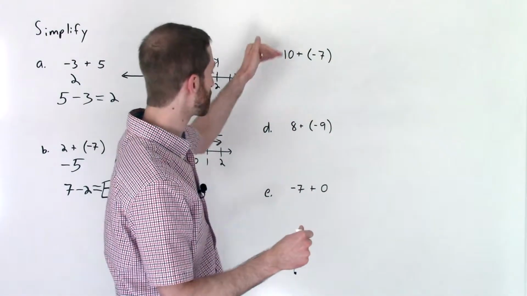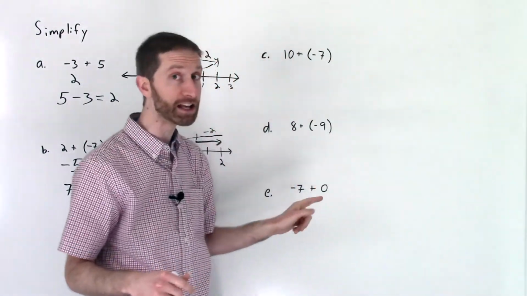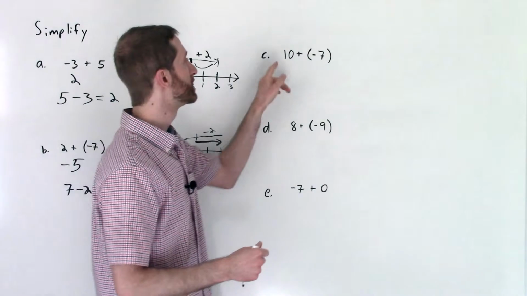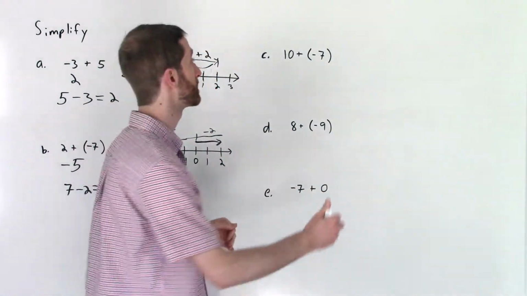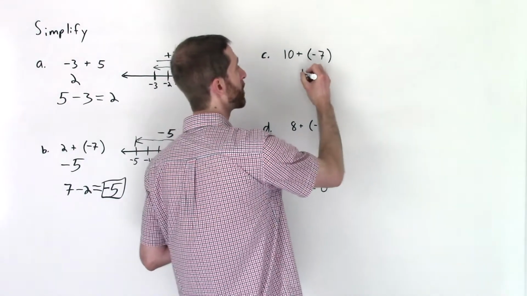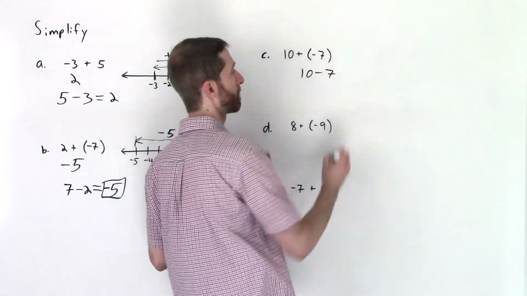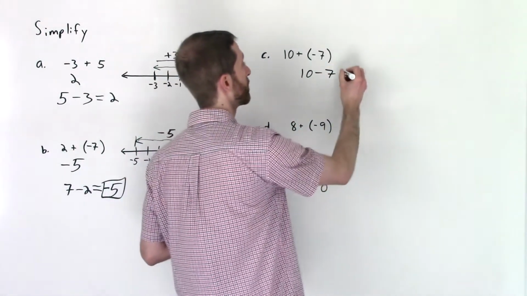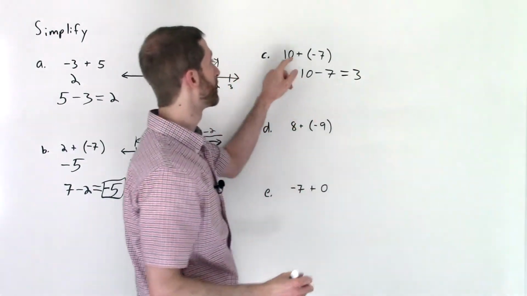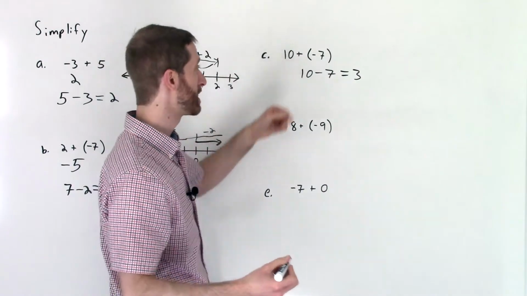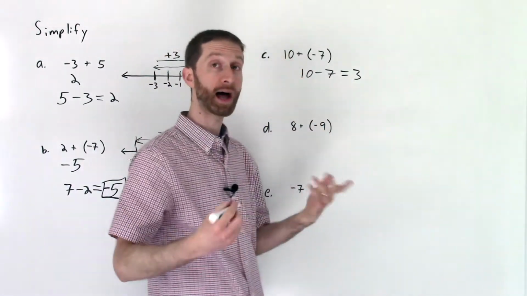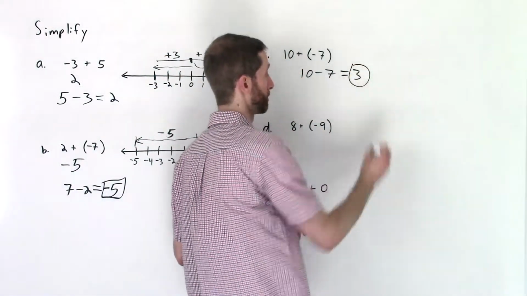All right, now we're going to use the rule in C, D, and E, and we'll call it a video. 10 plus -7, we are adding two integers with opposite signs. So in my head, I'm going to do 10 minus 7, and that is equal to 3. Well, the larger of the two numbers in terms of their distance from 0 is 10. So I will keep the sign of 10, which is positive. So 3 is my answer.